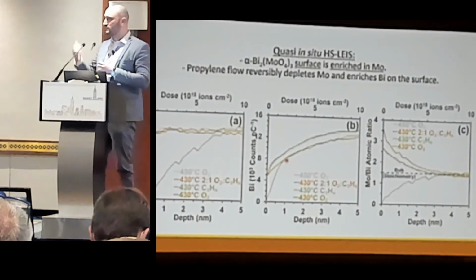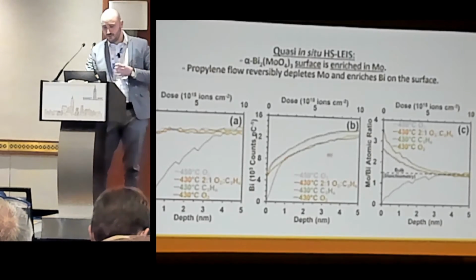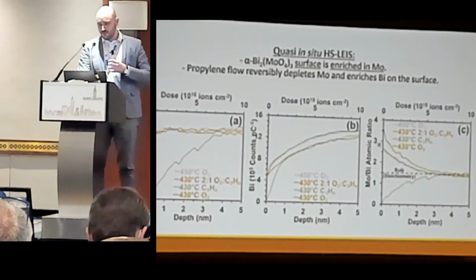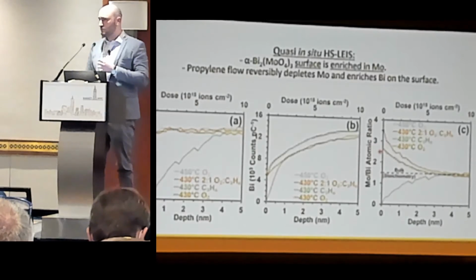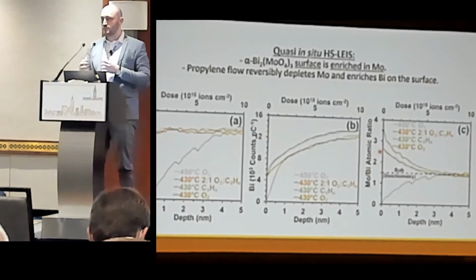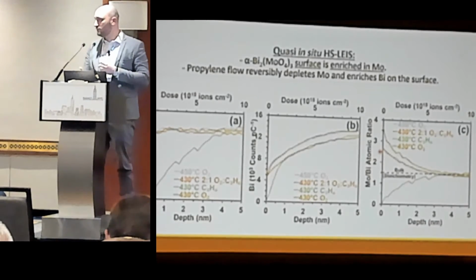It's pretty hard to understand what's going on here based on these, but what you can do is use relative sensitivity factors to normalize the two. Then you can look at the atomic ratio of the two. What you see is that for the oxidized and reaction condition catalyst, the molybdenum is enriched on the surface. So not only is this amorphous, as we talked about, there's also much more molybdenum than you'd expect to see if you were looking at the bulk.